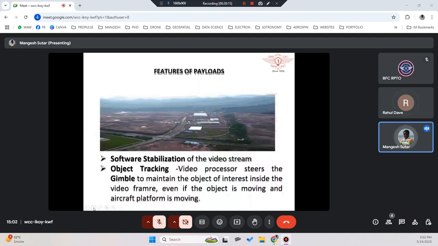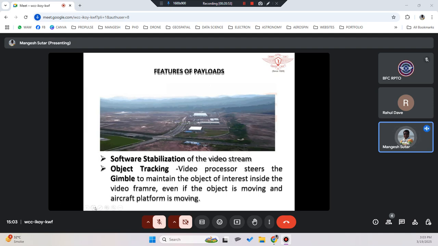Okay. A feature of the payload is software stabilization of the video stream, and object tracking. The video processor steers the gimbal to maintain the object of interest inside the video frame, even if the object is moving and the aircraft platform is also moving. Like we have seen many times, aerial photographies are done where the object stays in the center, and as the object moves, the drone follows. Even the gimbal is designed in such a way that it will always keep that particular object, whatever you think needs to be in the center, in the center of the image of your video or your photographs.